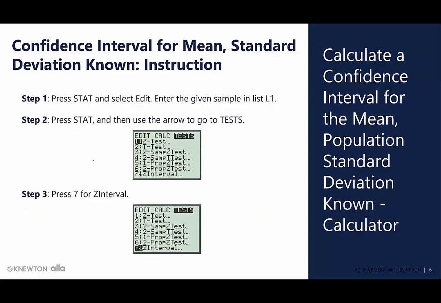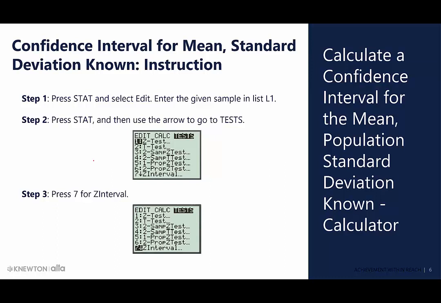All right, so how do you get to your z interval? You hit your stat button. And then it depends on what type of problem you're working with. Before you even calculate the confidence interval, if you're given the actual data values or the data points, your first step is to input that information into the calculator. And you do that by stat and edit.